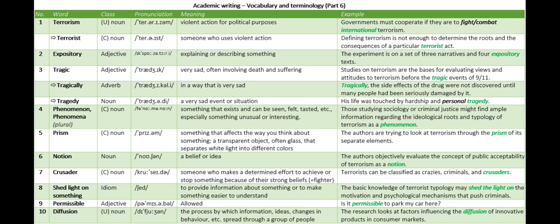2. Expository. Adjective. Meaning, explaining or describing something. Example, the experiment is on a set of 3 narratives and 4 expository texts.